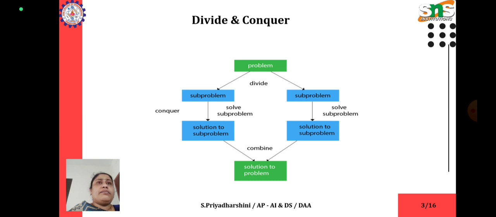Then comes combine, or we can say merge. Here in merge, you have to combine the solutions of the sub-problems to get the final solution of the whole problem. Once the smaller problems are solved, we recursively combine their solutions to get the solution of the larger problem. The goal is to formulate a solution for the original problem by merging the results from the sub-problems.